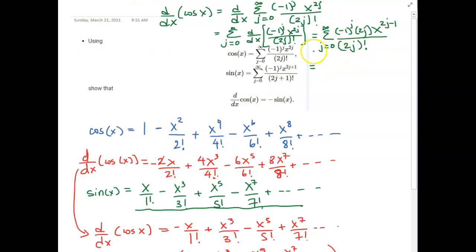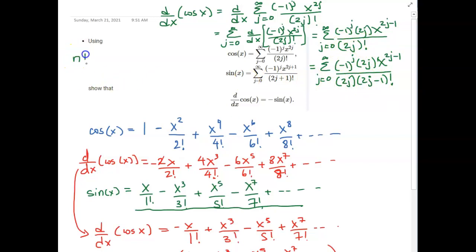So let's cancel things. Okay, so 2j factorial. Let's say the sum over j from 0 to infinity of (-1)^j times 2j x^(2j-1), divided by 2j times (2j-1) factorial. Okay, so I wrote 2j factorial as 2j times (2j-1) factorial. This is a property of factorials.